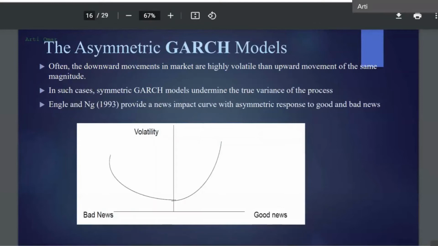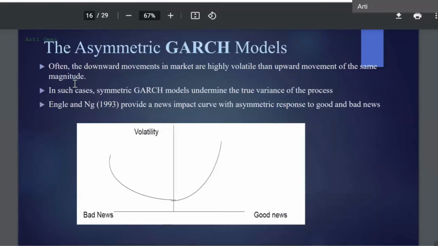Now coming to the asymmetric GARCH model, which is also very useful and important on a day-to-day basis. Basically, it says that often the downward movements in the market are more volatile than upward movements of the same magnitude. I defined this as the leverage effect in the market. That means the market does not consider bad news and good news equally. It has a differential impact. If it is good news, the market will go up, but gradually. But if it is bad news, the market will go down, and the declining market is more volatile in comparison to the rising market, and the market declines much faster than it rises.